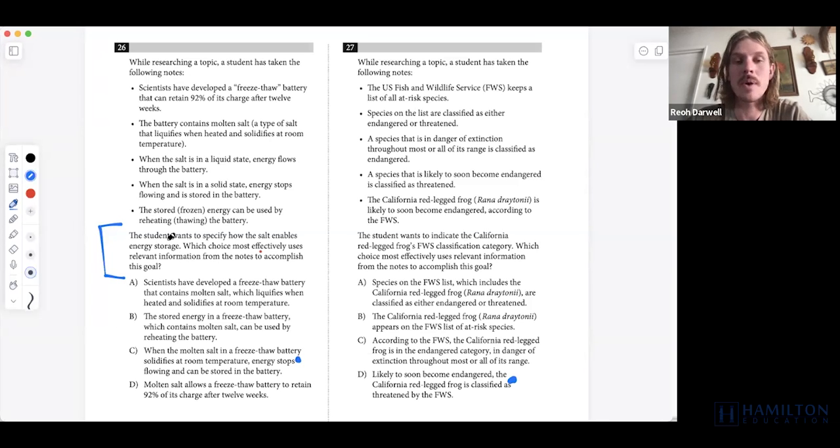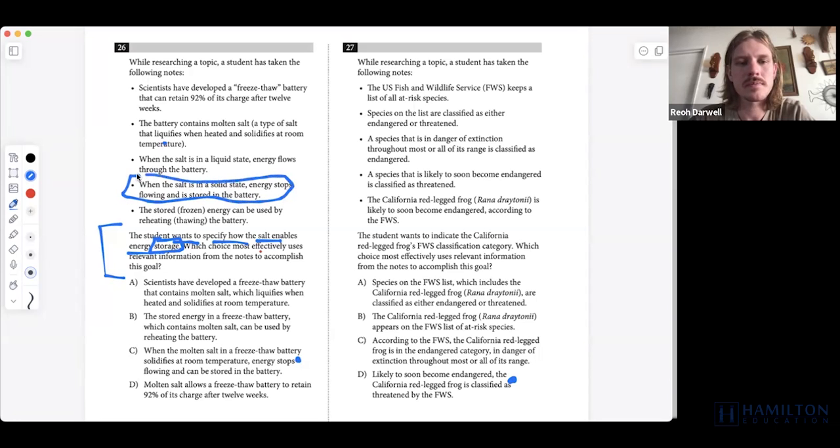What we really want to focus on is what the goal of the student is, right? So in this case, we want to specify how salt enables energy storage. Right, we've just focused on energy storage from the salt. Okay. And again, this probably isn't like table salt. This is probably like a chemical salt, meaning it's in a particular form. All right. So what do we know about this salt? So it liquefies when heated and solidifies at room temperature. All right. So why is that important? Because in a solid state, energy stops flowing and is stored in the battery.